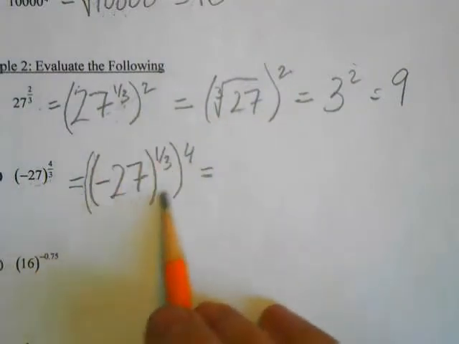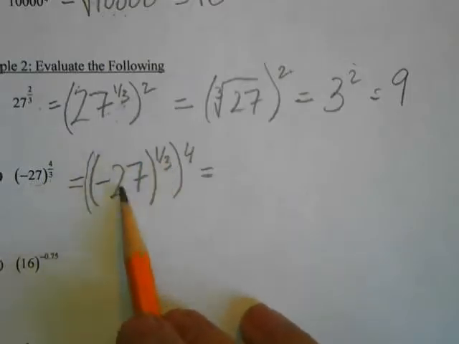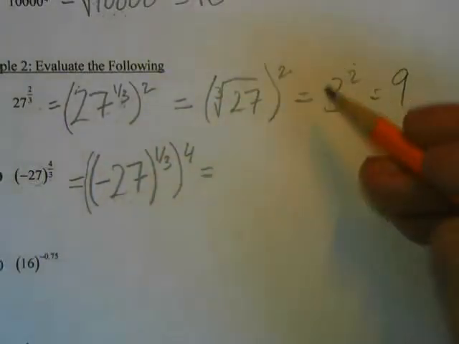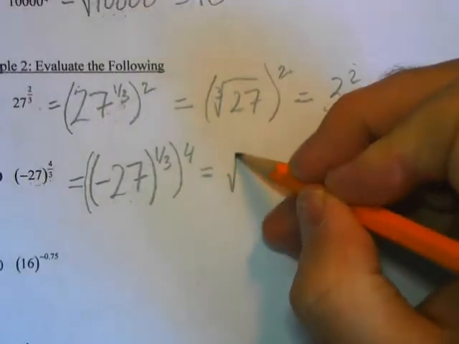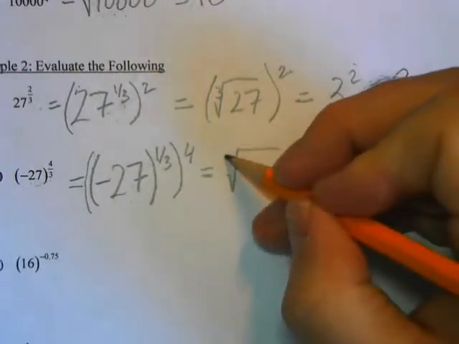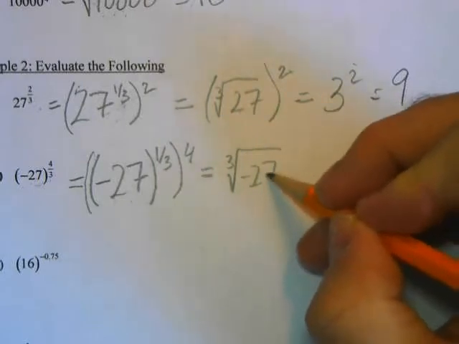Now this middle part inside the outside brackets, that's negative 27 to the 1/3. That's going to be the cube root of negative 27.